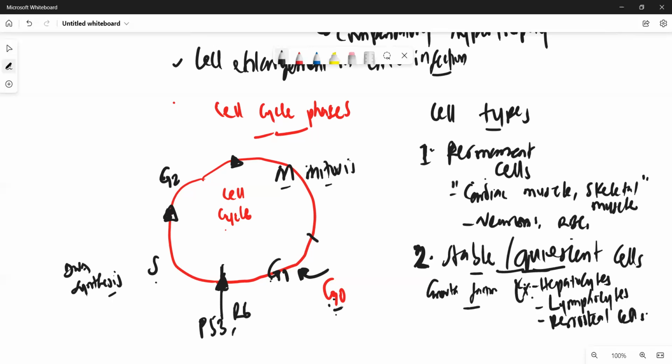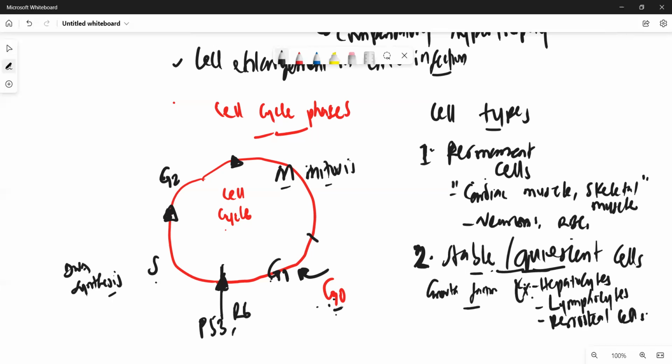That's why if somebody has an injury to their liver, for instance, let's say for no reason there is damage and they have to take out part of their liver, a couple of months later you can see that the liver will have grown back to the regular size. Why? Because they have the ability to divide. Most of these stable cells can undergo hyperplasia, because they can divide, and they can also increase in size, so they can also undergo hypertrophy.